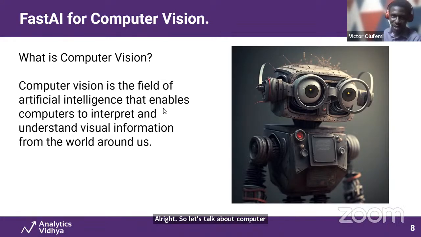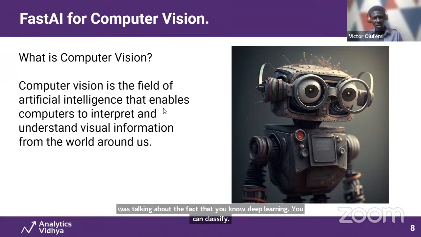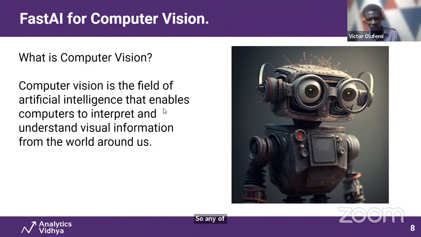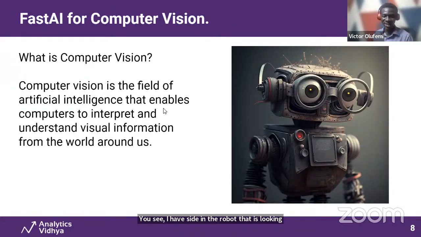So what's computer vision basically? We talk about deep learning, right? Deep learning is the use of neural networks to actually solve complex tasks. And we talked about the fact that deep learning you can classify into NLP, computer vision, etc., right? So what exactly is computer vision? You see, I have beside me a robot that is looking. I'll tell you the story of all these images while we're in the session, right?